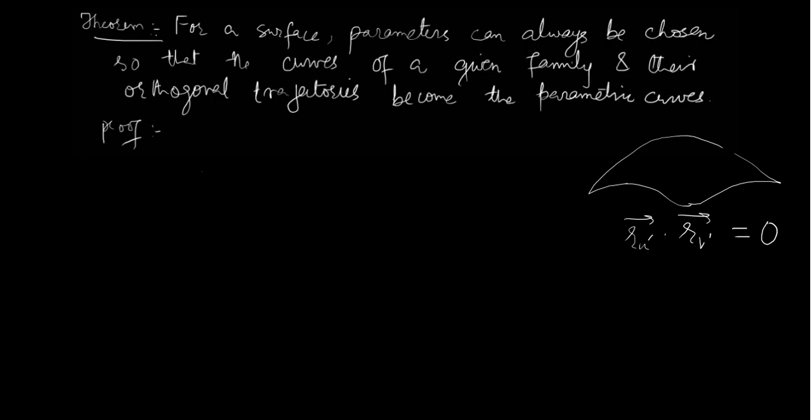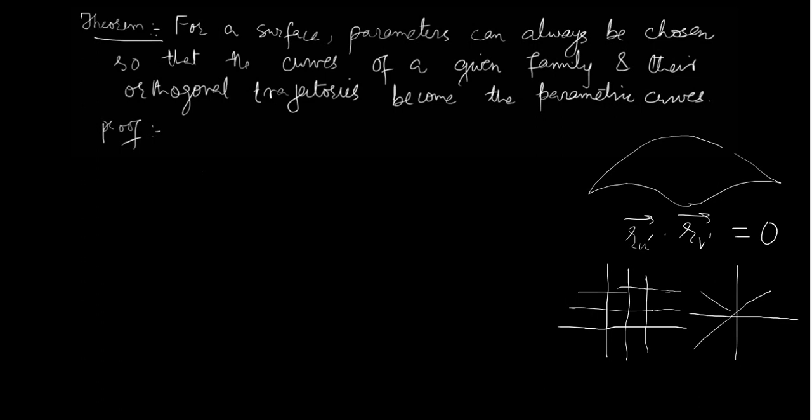And we know that it is the case if we take a plane and take vertical and horizontal lines on it. Then they form orthogonal trajectories, and they are also the parametric curves. Similarly, if I take the polar coordinates as my parameters, then the lines through the origin and circles with center at the origin are mutually orthogonal. Circles are the orthogonal trajectories of these lines through the origin.